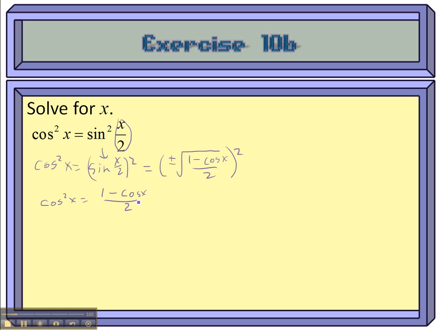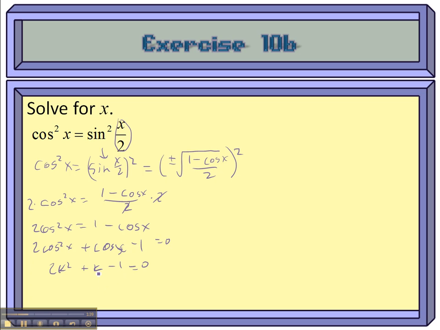We multiply both sides by 2, get rid of this 2 on the bottom. I have 2 cosine squared x equals 1 minus cosine x. Looks like this thing's going to be quadratic. So let's get everything over here to the left-hand side: 2 cosine squared x plus cosine x minus 1. Or, if you prefer the algebra, 2k squared plus k minus 1. Oh yeah, this equals 0.